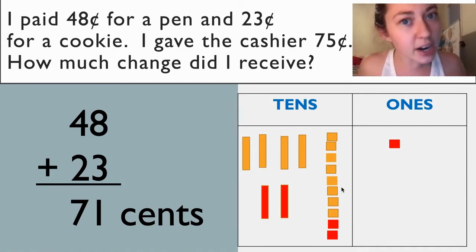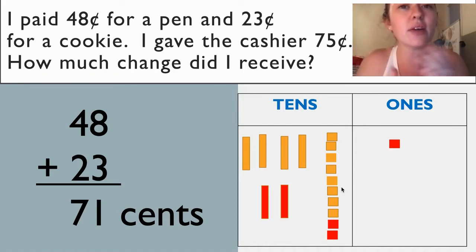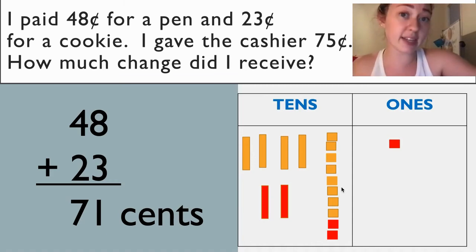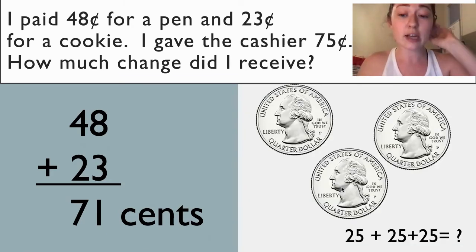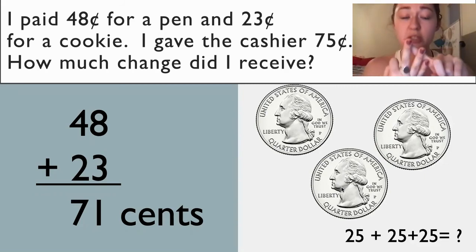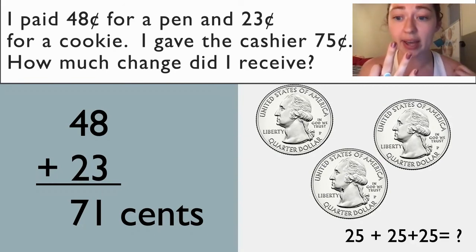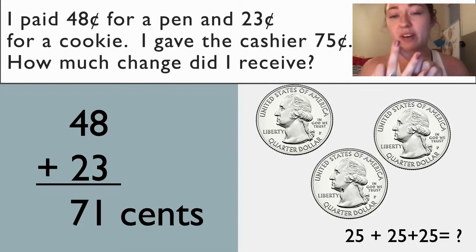But does that answer our question? How much change did I receive? No, that doesn't answer our question. We still have to talk about how you gave the cashier 75 cents. So you gave him 3 quarters. So 25 plus 25 plus 25 equals 75. We remember that from counting quarters, okay? So 25, 25, 25, 75, right? That's 3 quarters. So what do we do?